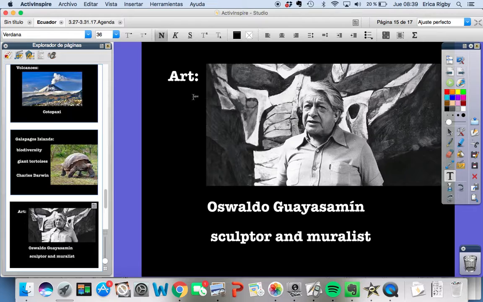One of the most famous artists from Ecuador is Oswaldo Guayasamín, and he is a sculptor and a muralist, and he led the Cubism movement in Ecuador. He is also famous for having painted the indigenous in Ecuador, conveying themes of poverty and suffering. So he led the Cubism movement in Ecuador, and he was a sculptor and a muralist.